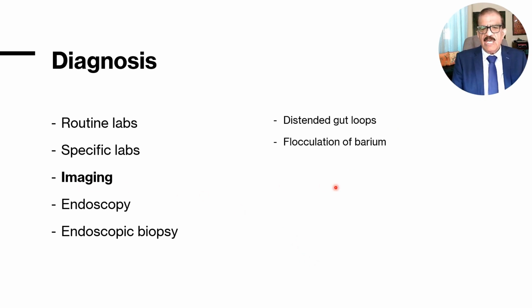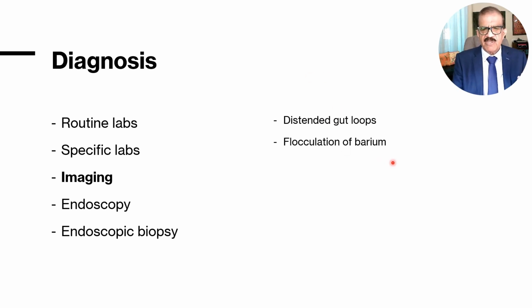In imaging, imaging is not specifically done to diagnose celiac disease, but if you are investigating a person with malabsorption, you are likely to see these abnormalities on X-ray abdomen: distended gut loops with a lot of air. And if you do a barium meal study, then you will see what we call flocculation of barium. Flocculation means that instead of making one whole column outlining the intestine, it would be in pieces. So that is called flocculation.